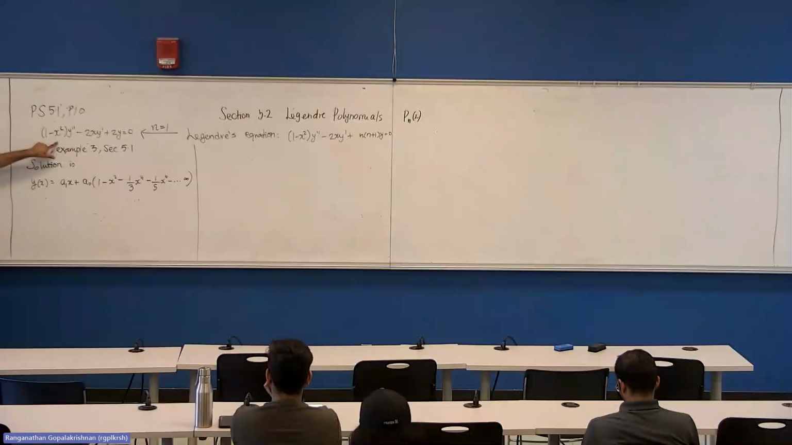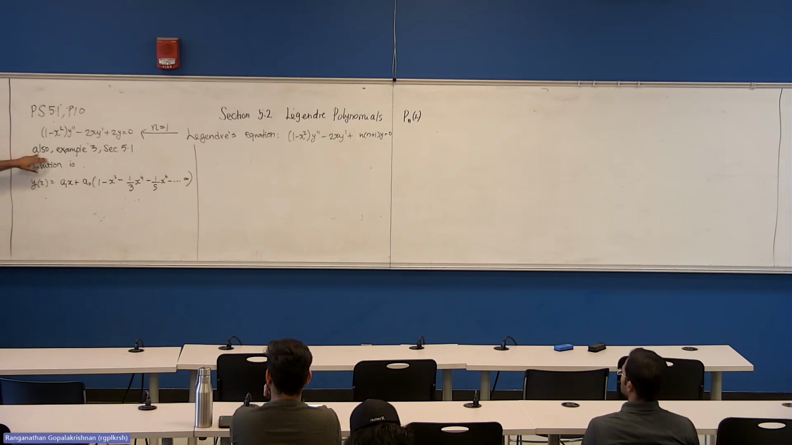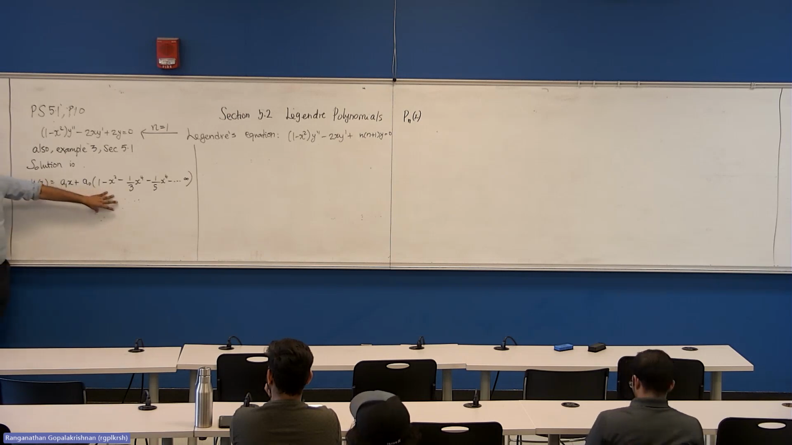Example, which is problem 10 in problem set 5.1: 1 minus x squared times y double prime minus 2xy prime plus 2y equal to 0. Now, this problem is also example 3, which you can go through and look at the solution. I'm just putting out the final answer here because we can go through the steps using the power series method and we'll end up here.